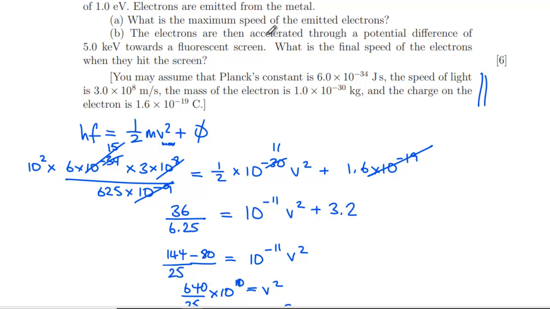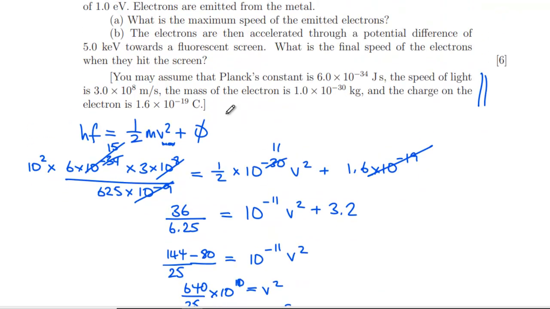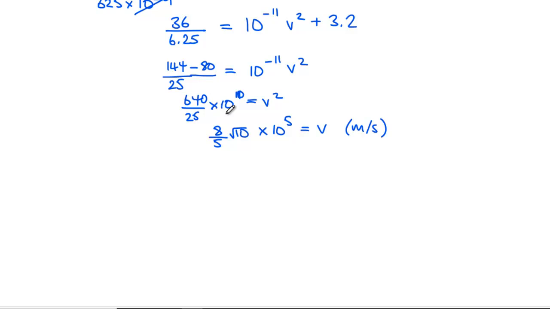The electrons are then accelerated through a PD of 5 kiloelectron volts towards a fluorescent screen. What is the final speed of the electrons when they hit the screen? Right, well, I would imagine this is going to swamp the velocity we got there, 5 keV for an electron. So from that, let's just double check this.